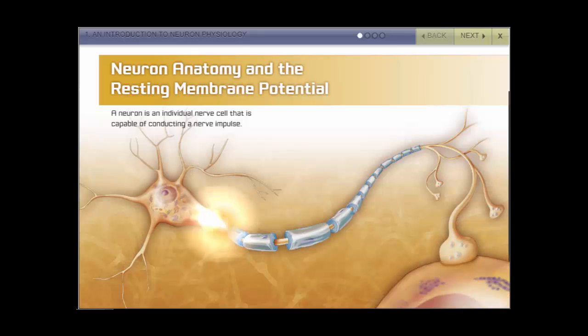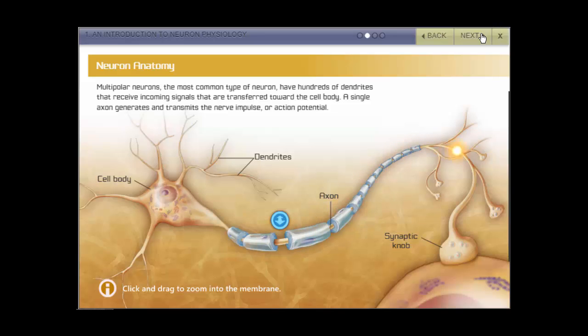A neuron is an individual nerve cell that is capable of conducting a nerve impulse. Multipolar neurons, the most common type of neuron, have hundreds of dendrites that receive incoming signals that are transferred toward the cell body. A single axon generates and transmits the nerve impulse or action potential.